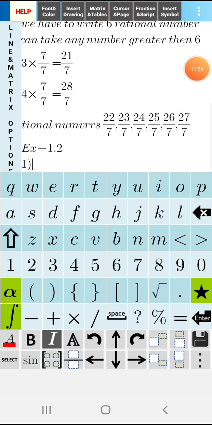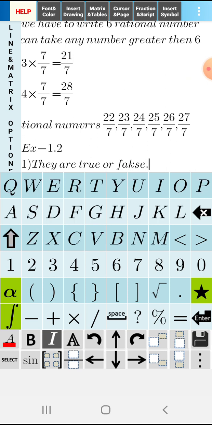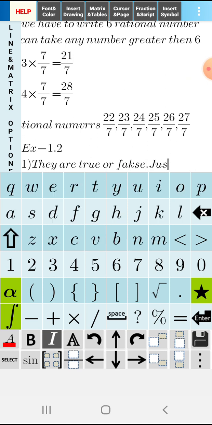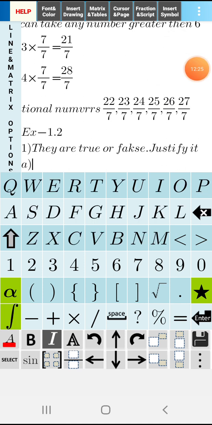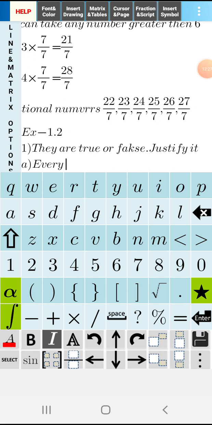Next, they are asking true or false, and you have to justify whether it is true or false. So let's see the question. The first question they are asking is: every irrational number is a real number.